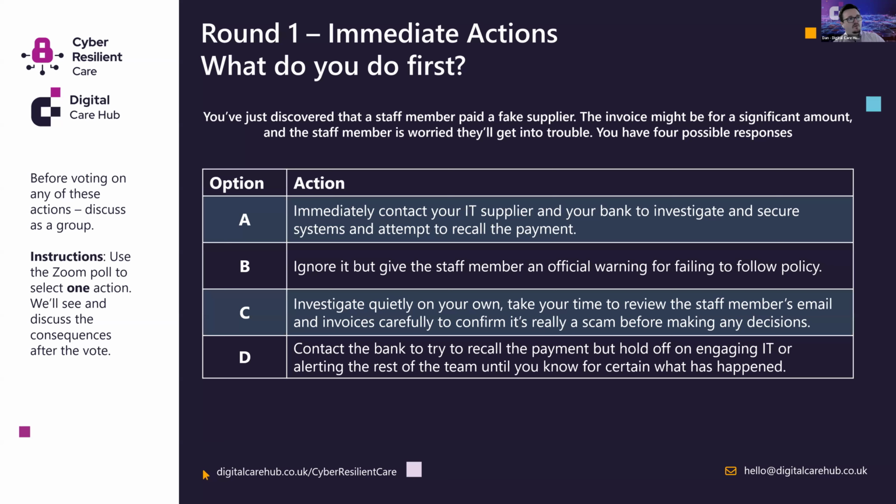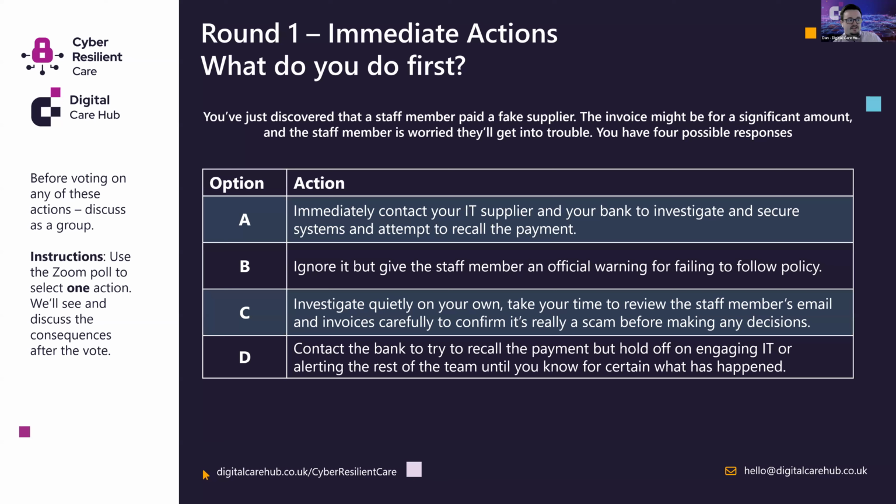But to read out the scenario, we're looking at what do we do first? So the staff member has paid the fake supplier, the invoice is for a significant amount, and the staff member is understandably quite worried they're going to get into some trouble. We've got four options. A, contact our IT supplier and our bank to investigate, secure the systems and attempt to recall the payment. B, ignore the problem, but give the staff member an official warning for failing to follow policy.